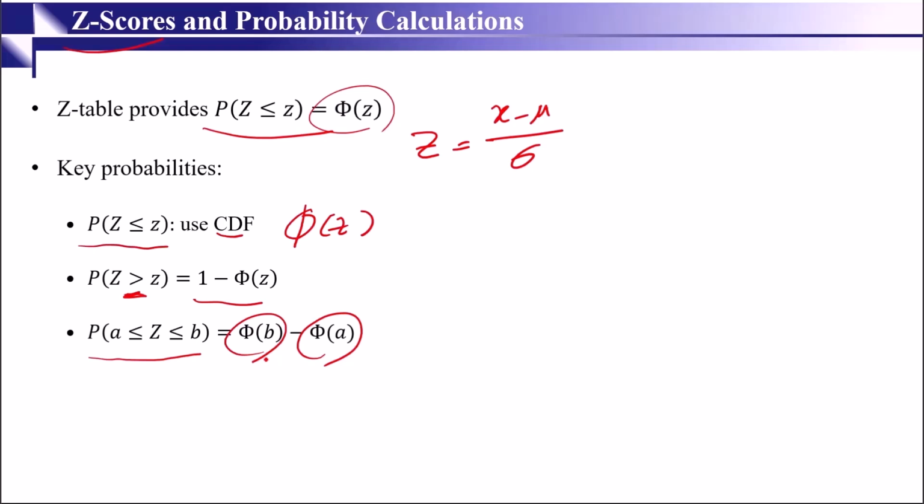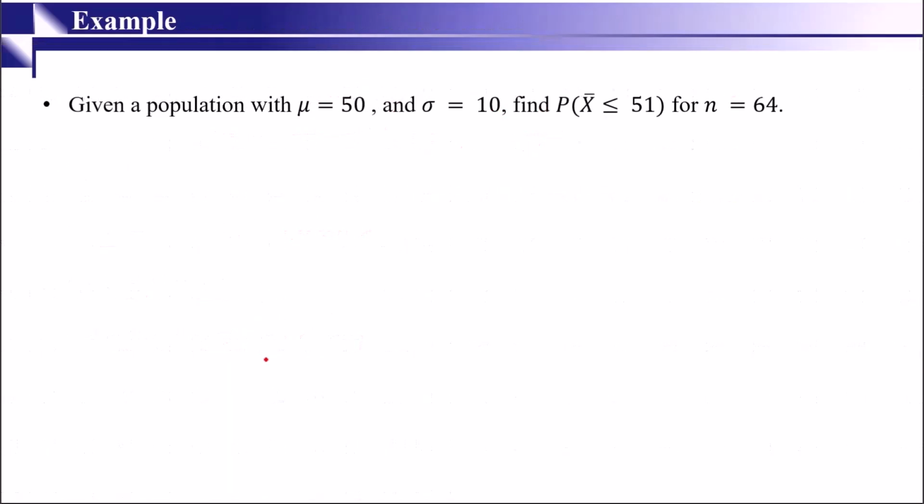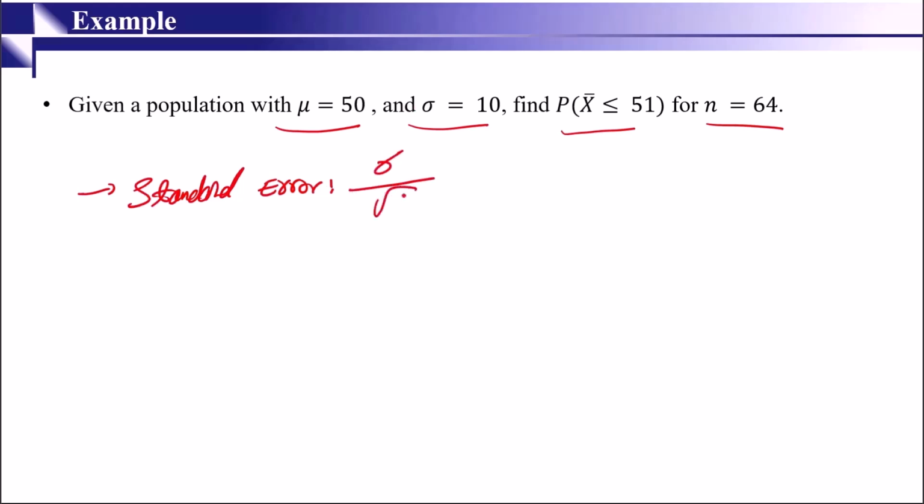Then we can go to the z table to find the probabilities. For example, we have a population with mu 50 and sigma 10. Find the probability of x bar, this sample mean, less than or equal to 51 if the number of samples is 64. So first we will go for the standard error. The standard error is sigma divided by the square root of n, which is equal to 10 divided by the square root of 64, which is 10 by 8, equal to 1.25.